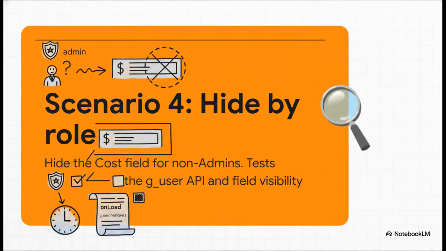Now the interviewer wants to test your knowledge of user context. They ask, how would you hide the cost field from everyone except admin users? This has to happen the very second the form loads. The system needs to know who the user is and then adjust the form specifically for them. This is a perfect use case for an OnLoad client script, where you check the user's role with g_user.hasRole and then just hide the field if they don't have it.